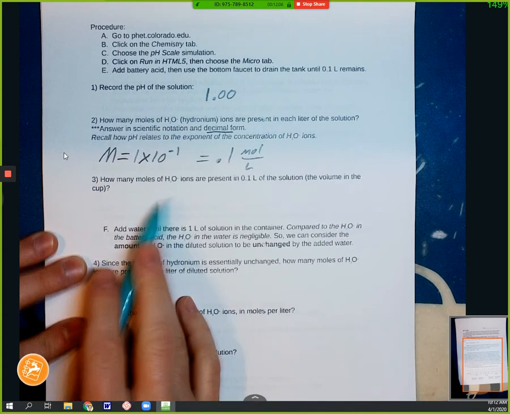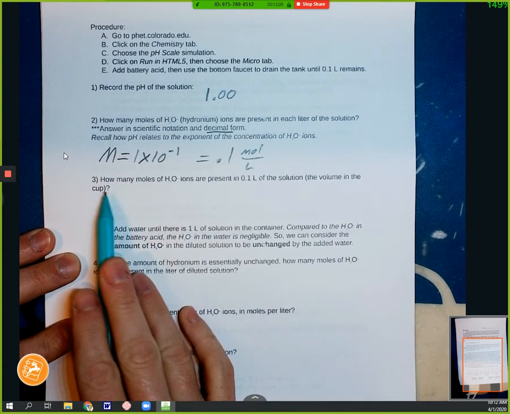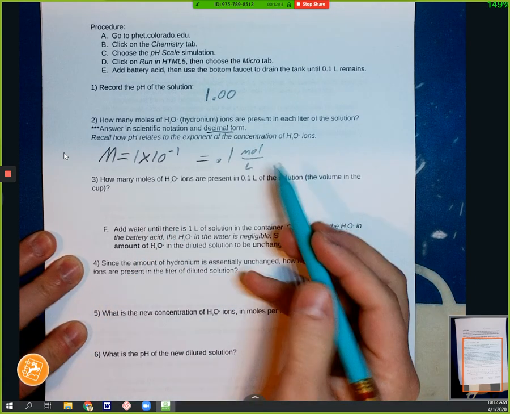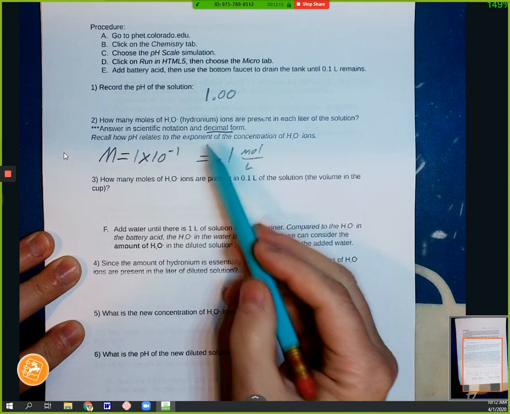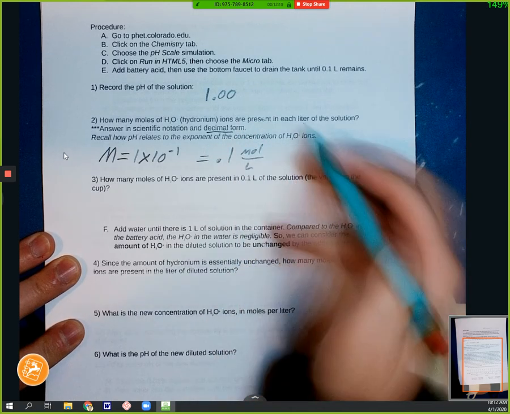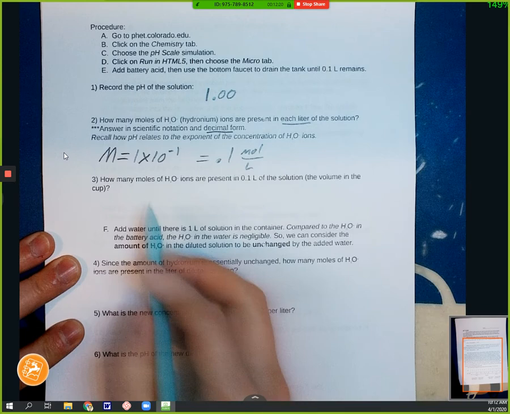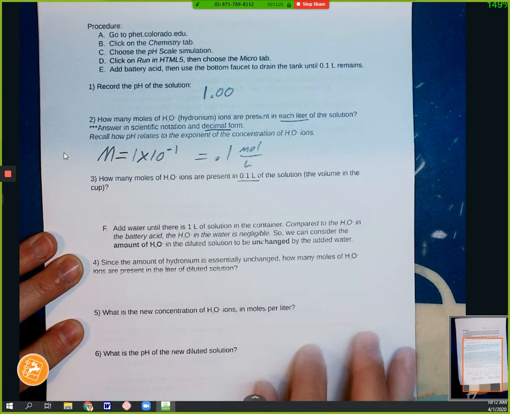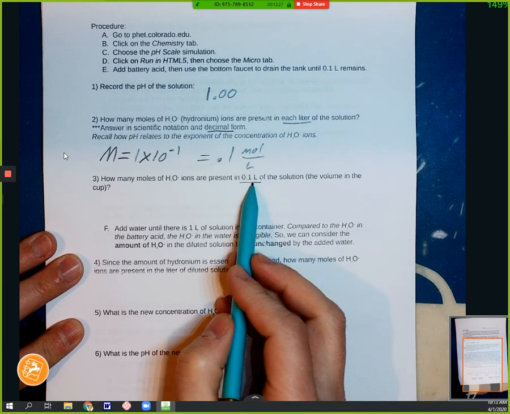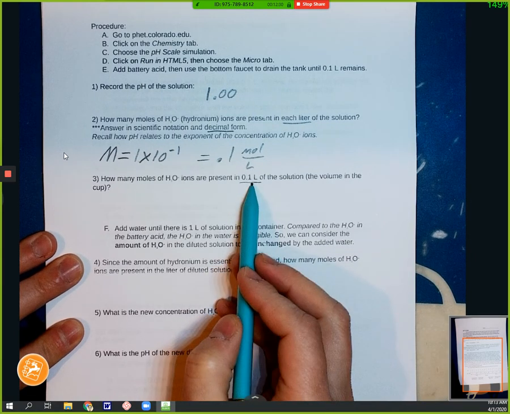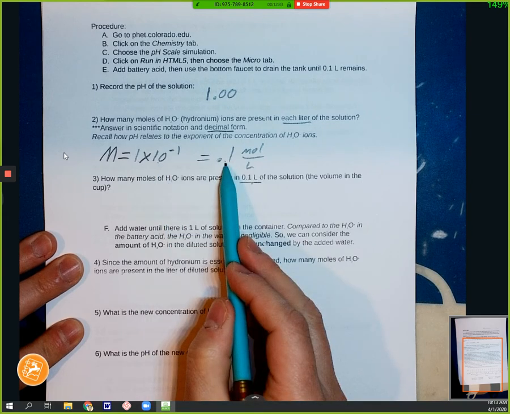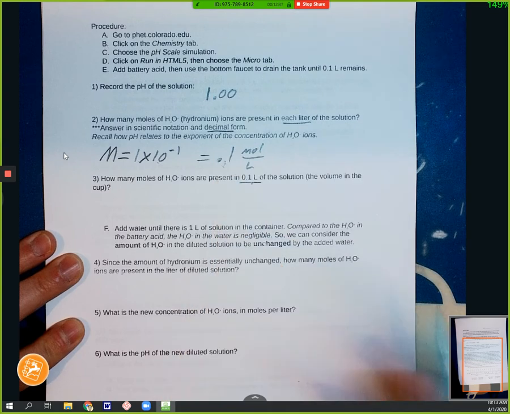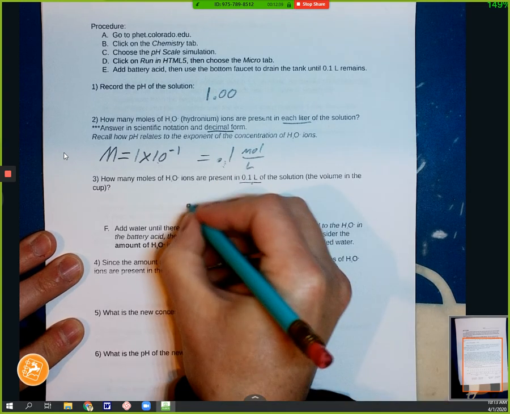Okay, it wants to know how many moles of H3O ions. Now hold on, I might have missed something. Let's read here. It says are present in each liter of solution. Okay, so that's correct. How many moles are present in 0.1 liters of the solution? So if I've only got 1/10 of a liter, then my answer should be 1/10 of what I've got up here, right? So 1/10 of that would be just dividing that by 10 again. So I'm going to have 0.01 moles.